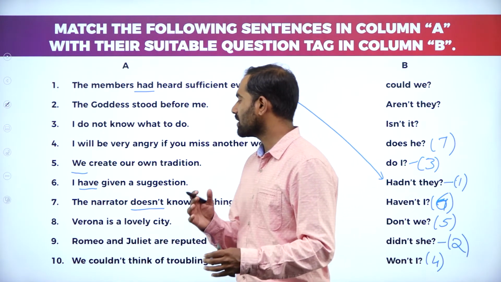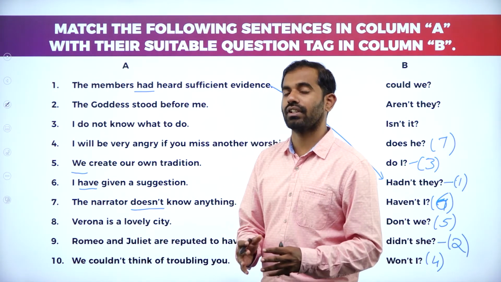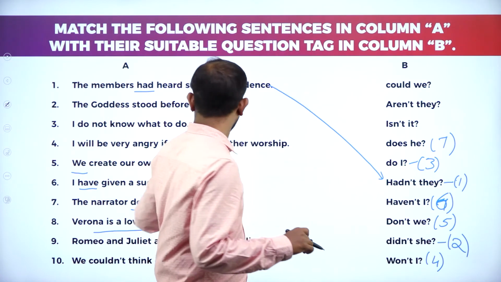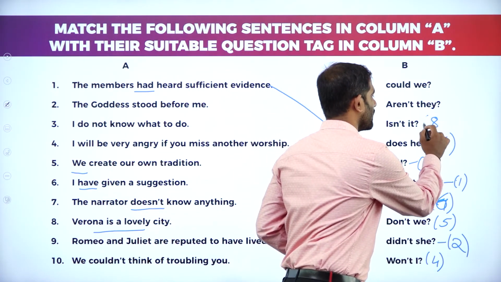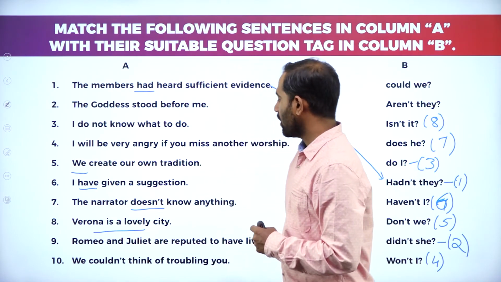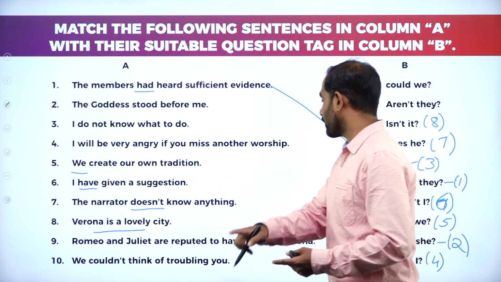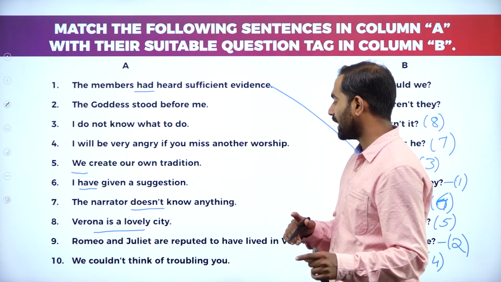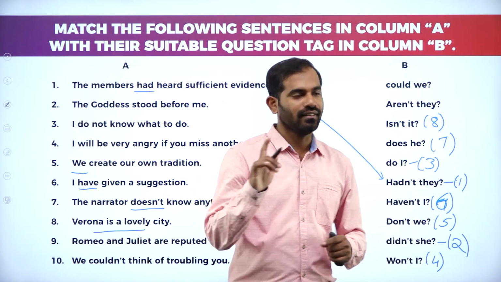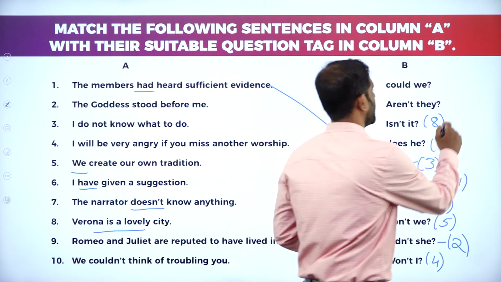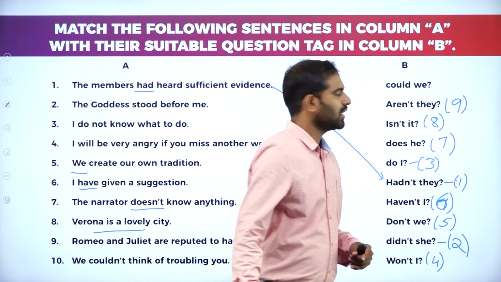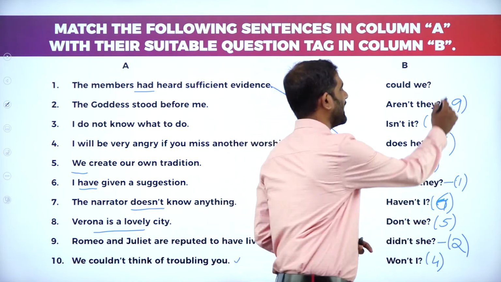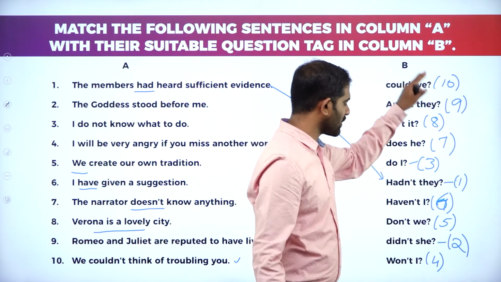Verona is a lovely city. It is positive, so the answer should be negative. Isn't it? Yes, it is. Romeo and Juliet are reputed to have lived in Verona, aren't they? Ninth one. So last one, we couldn't think of troubling you. Could we? So the 10th, we have matched everything here.